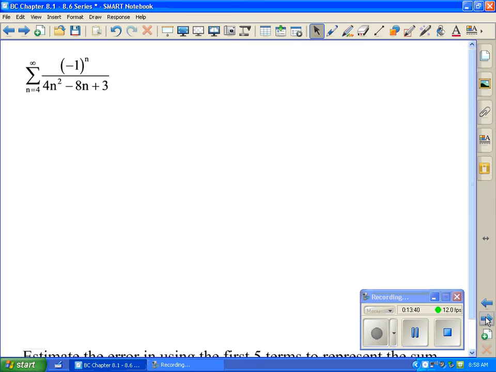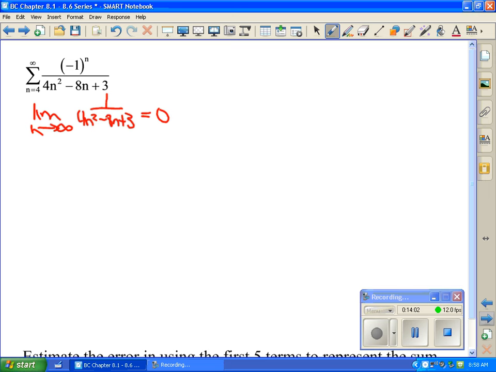Now, speaking of AST, this will be an example of when to do AST because you have a (-1) to the n sitting there at the top. So the AST conditions were that you take the limit as n approaches infinity of the positive quantity, 1 over 4n squared minus 8n plus 3. And you want to make sure that equals 0, which in this case it does.